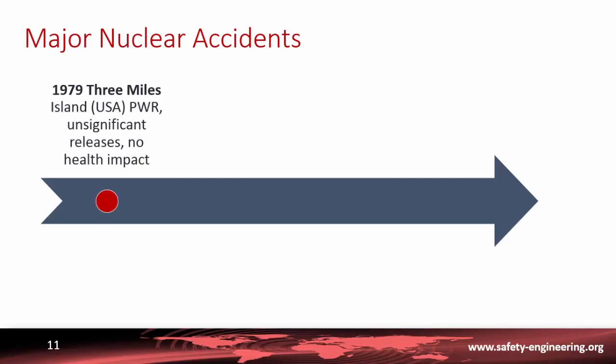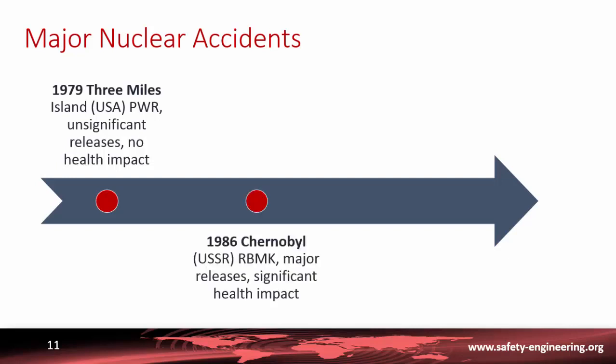We just mentioned here the three major nuclear accidents that have occurred in the world. The first one is the accident at Three Mile Island in the US in 1979. There was no significant release and no health impact of this accident because there was a containment around this facility, and these accidents had a large impact on the way we see nuclear safety, and we will come back a little bit on that in one of the next parts.